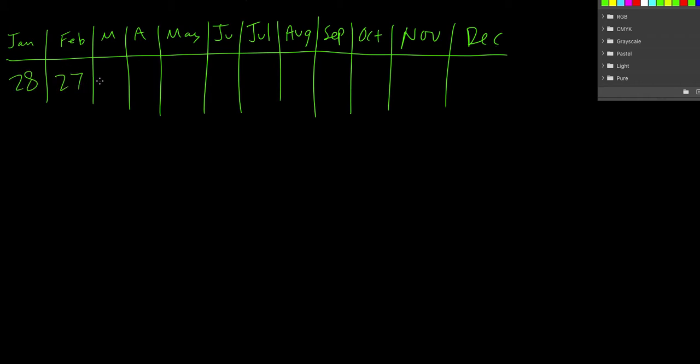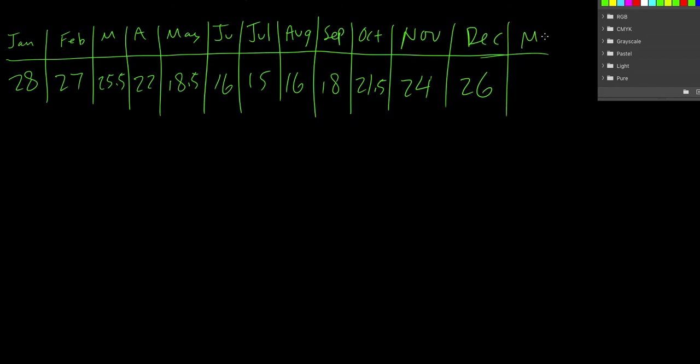28, 27, 25.5, 22, 18.5, 16, 15, 16, 18, 21.5, 24, 26. Okay. Now this is just the month. This is the temp in degrees Celsius. Okay, we're calling this time.